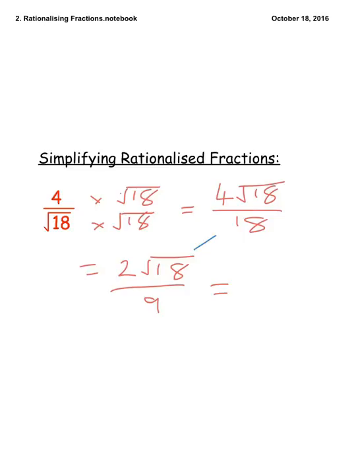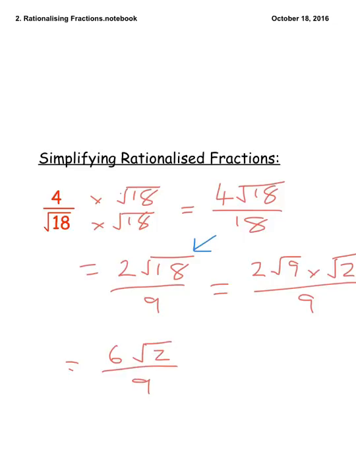Unfortunately, we still have a third unsimplified in our fraction. So we need to split that up into 2 numbers, one of which has to be a square number. So we're going to go for 2 times root 9. And what do we have to times 9 by to make 18? Root 2. All over 9. Okay, 2 times root 9, well, we know that root 9 is 3, so 2 times that is 6 root 2 on the top, and still 9 on the bottom.